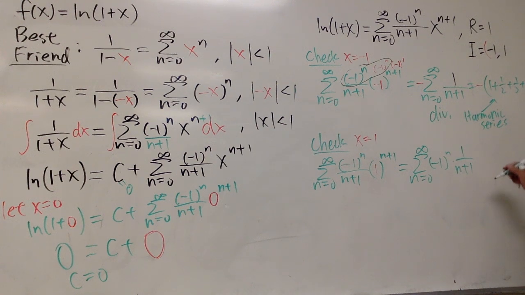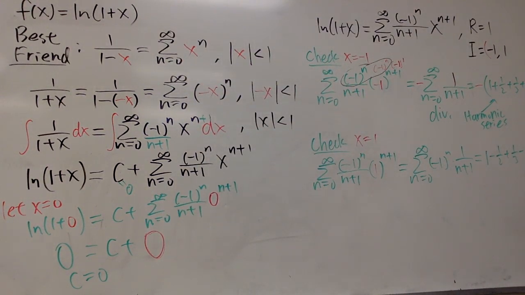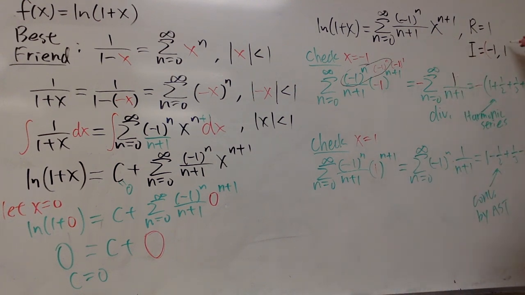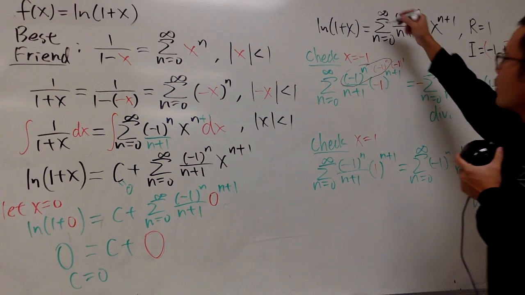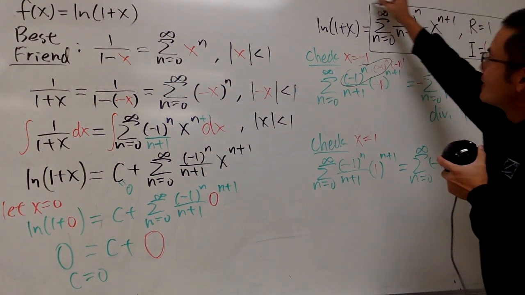So this right here is actually going to be, let's see, you put 0 in here, you get 1, and then you put 1, you get negative 1/2, and then plus 1/3, and minus 1 over 4, and so on, so on, so on. Hopefully you guys can see that. And this right here converges. You can use the AST, the alternating series test, right here. And when x is equal to 1, you can come here and give that a bracket. So we are done. I know it took a while, but this is it.